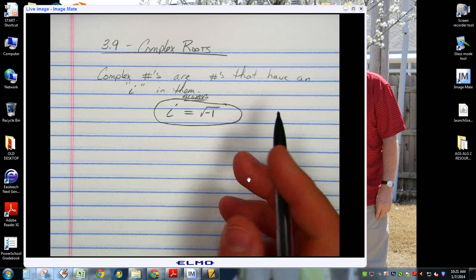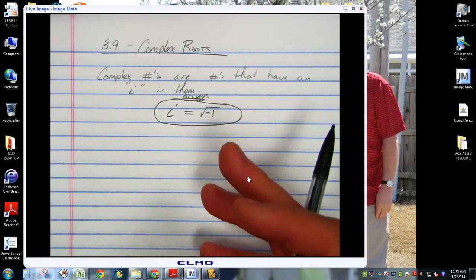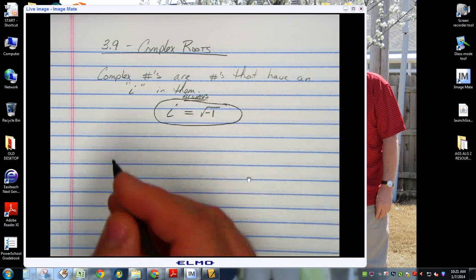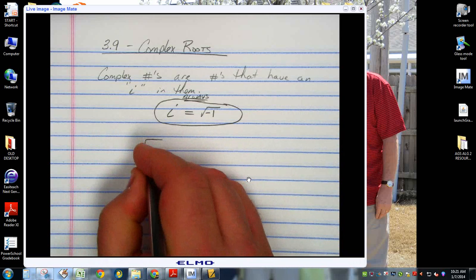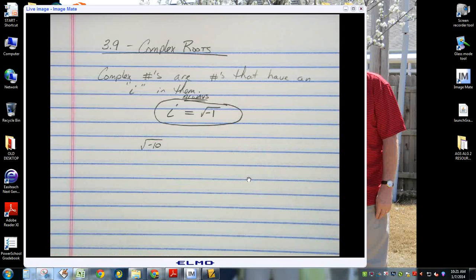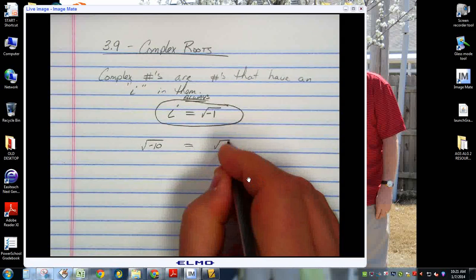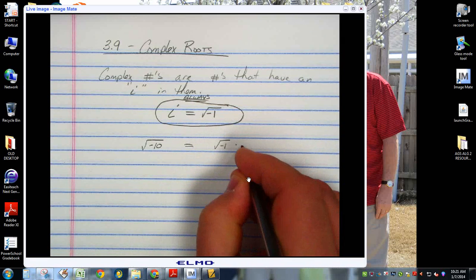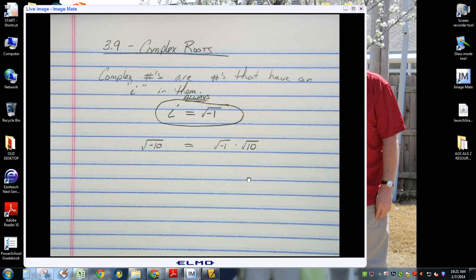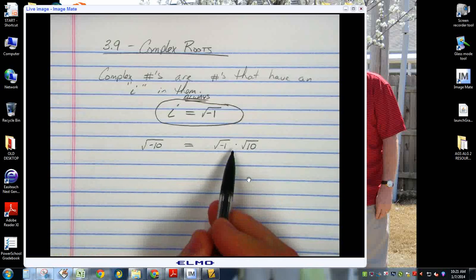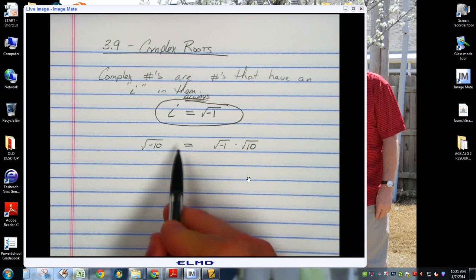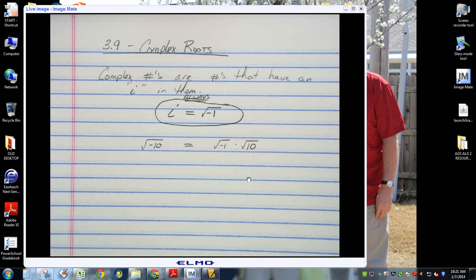So what we do, so we can still deal with that, for example, the square root of -10. We split this up into the square root of -1 times the square root of 10. These two are equivalent. Everybody see that?